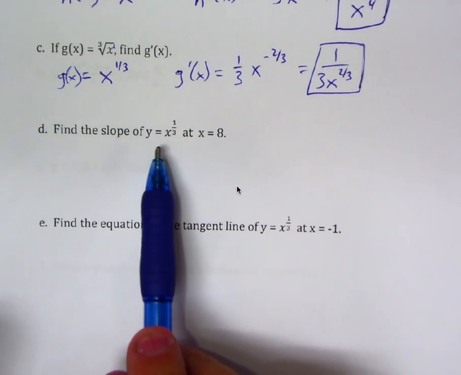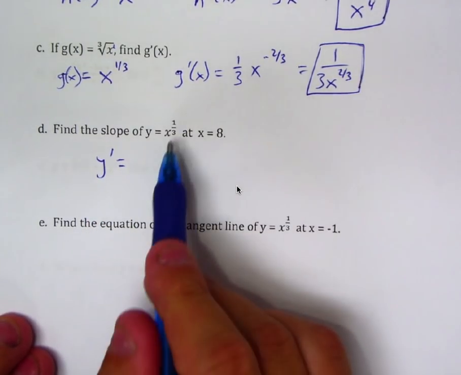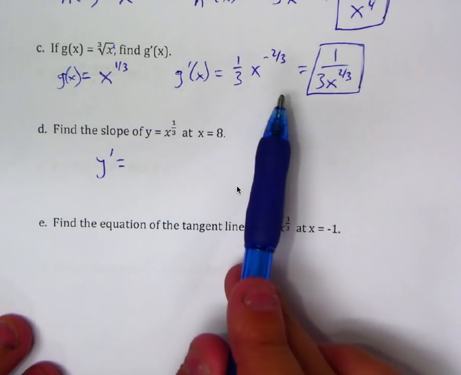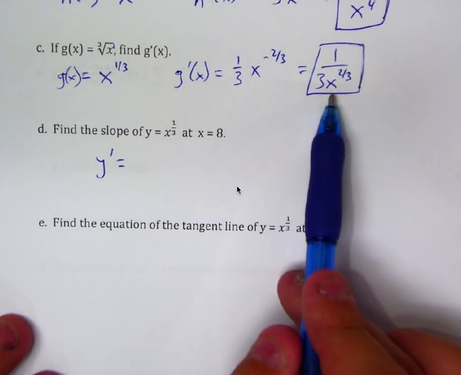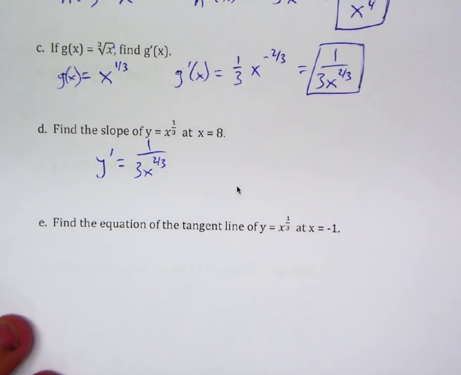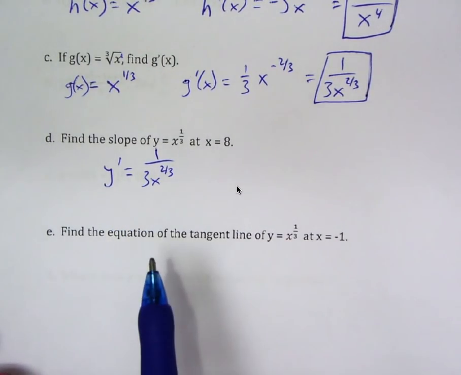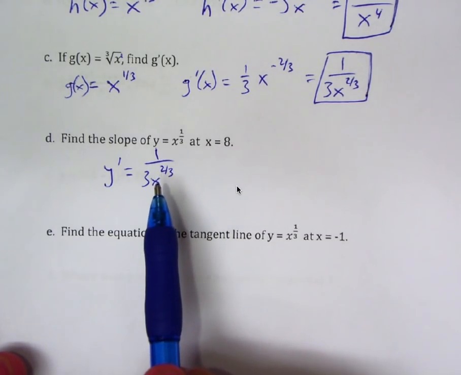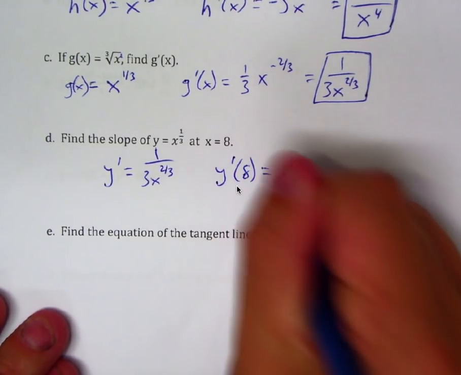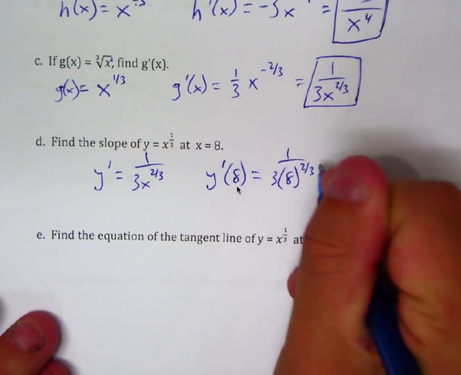So we don't know the derivative. Let's find it. Y prime equals, move the 1/3 out in front. That's really what we just found right here, right? We just did this one. So the derivative is 1 over 3x to the 2/3. We want to evaluate the derivative function at x equals 8. So put 8 into the derivative function because we're looking for slope. So y prime of 8 is 1 over 3 times 8 to the 2/3.